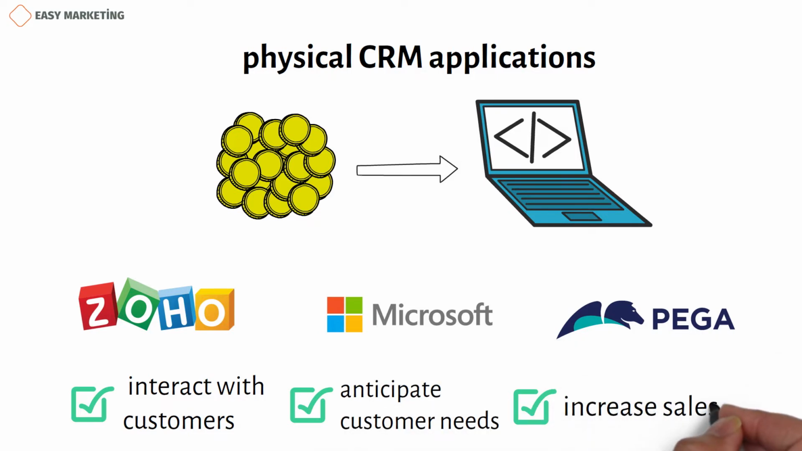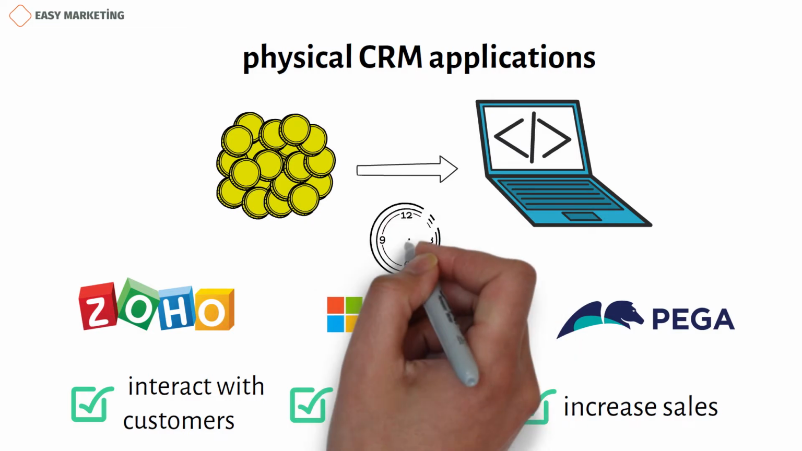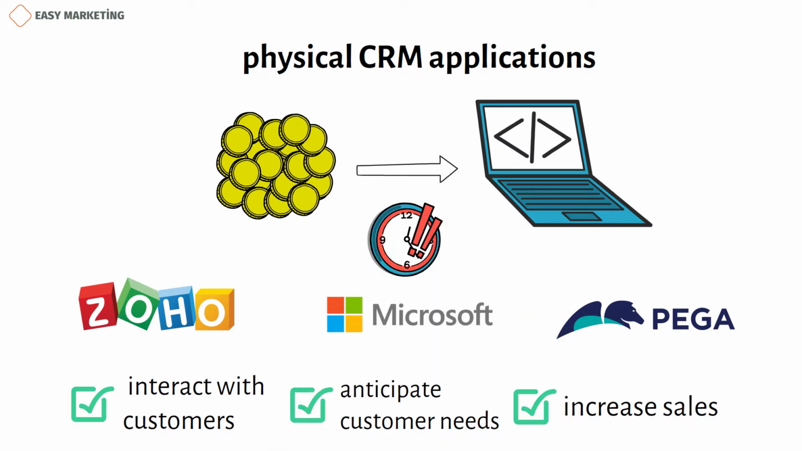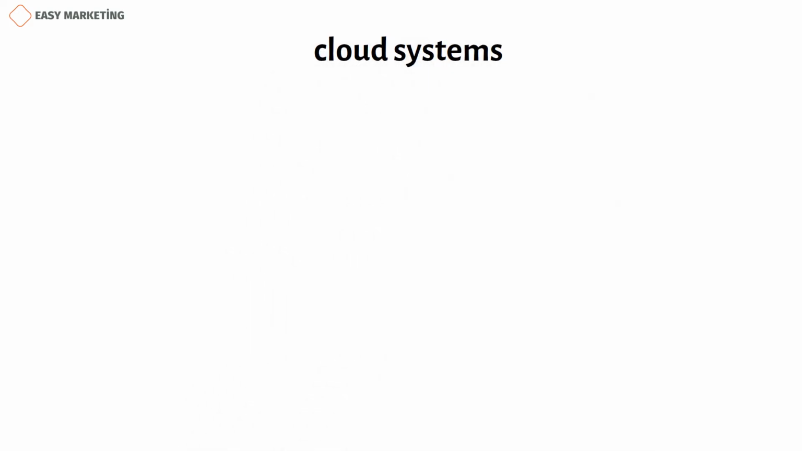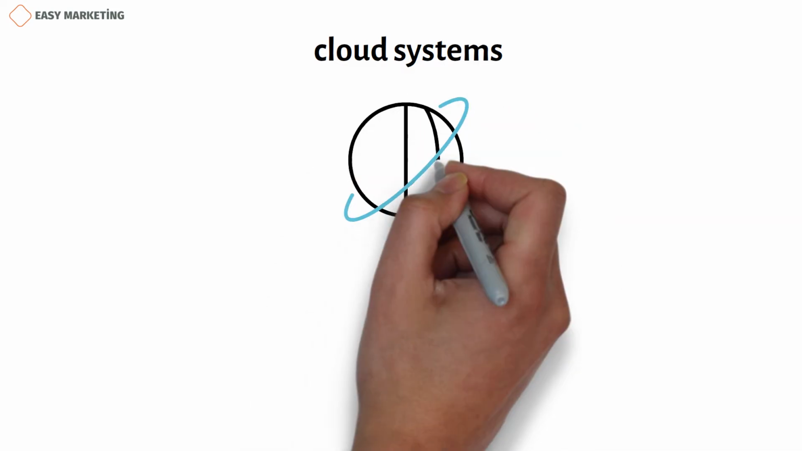The main purpose of CRM applications is to ensure that certain processes are more efficient and productive. For example, these applications prevent company employees from having to waste their time to determine the needs of the customer. The second is cloud systems. The cloud system does not mean the CRM applications that I talked about earlier are installed on your computer, but are managed over the internet instead.